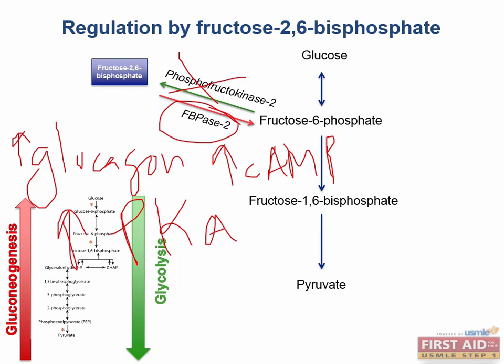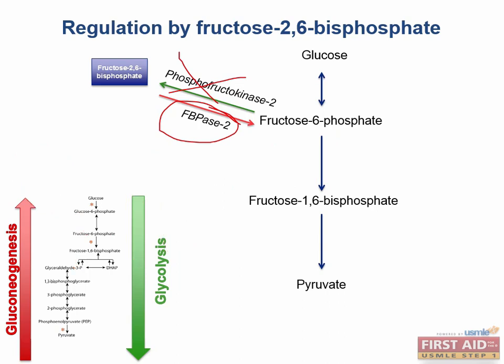This means you're going to be converting this side molecule of fructose 2,6-bisphosphate into fructose 6-phosphate and inhibiting the opposite reaction, which in turn allows gluconeogenesis to proceed to replenish blood glucose levels, which makes sense if you're in the fasting state. What do you think will happen in the fed state?